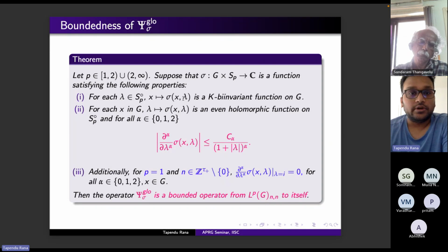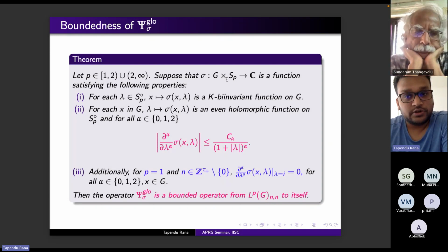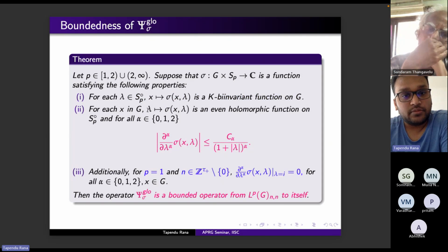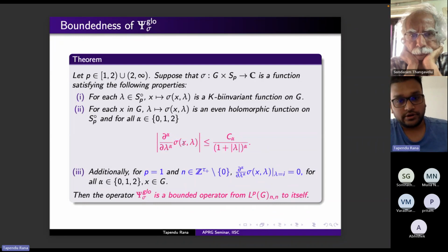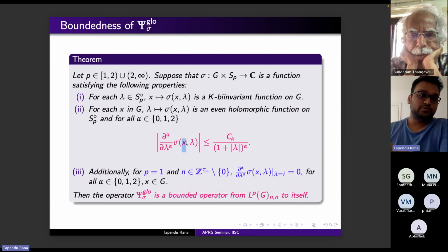That is, if we assume sigma is a function from G cross SP to C, satisfying the following properties: K variable function on G for each lambda belongs to SP naught, and for each X belongs to G, lambda goes to sigma X lambda is an even holomorphic function on SP naught and satisfies these inequalities. Now here, unlike in the local part, we don't require any smoothness condition on the space variable. So for the local part, we need derivative conditions on the real line only, but for the global part, we need derivative conditions on the dual variable on the full strip. But we don't need any smoothness condition on the space variable for the global part.